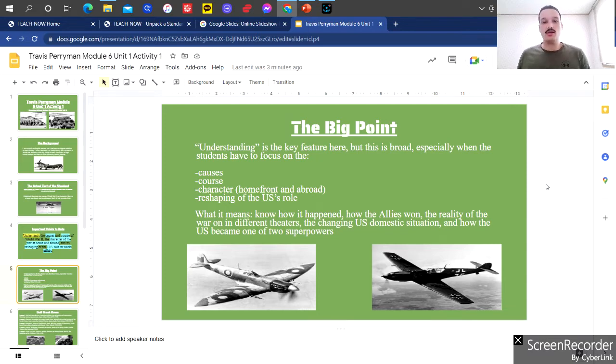And the changing U.S. domestic situation. We need to understand what that is and how the U.S. became one of the two superpowers. So those last 2 points are especially important because they not only change the fundamental character of the United States, they also leave it as one of the two top dogs left in the world.